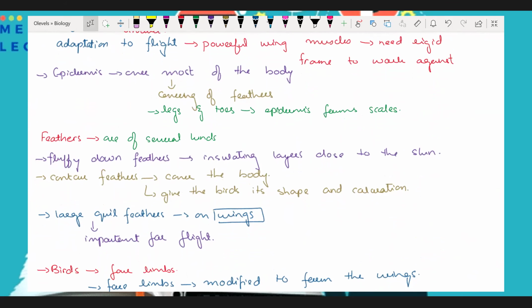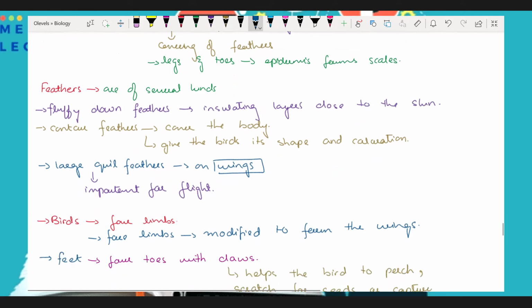Okay, then their feathers are of several kinds. Some are fluffy down feathers. They are excellent for providing insulation, right? They are insulating layers that are close to the skin. Then they have contour feathers. They cover the body and give the bird its shape and coloration. After that, they have large quill feathers as well. Those are mostly on wings, and that is important for flight as well.